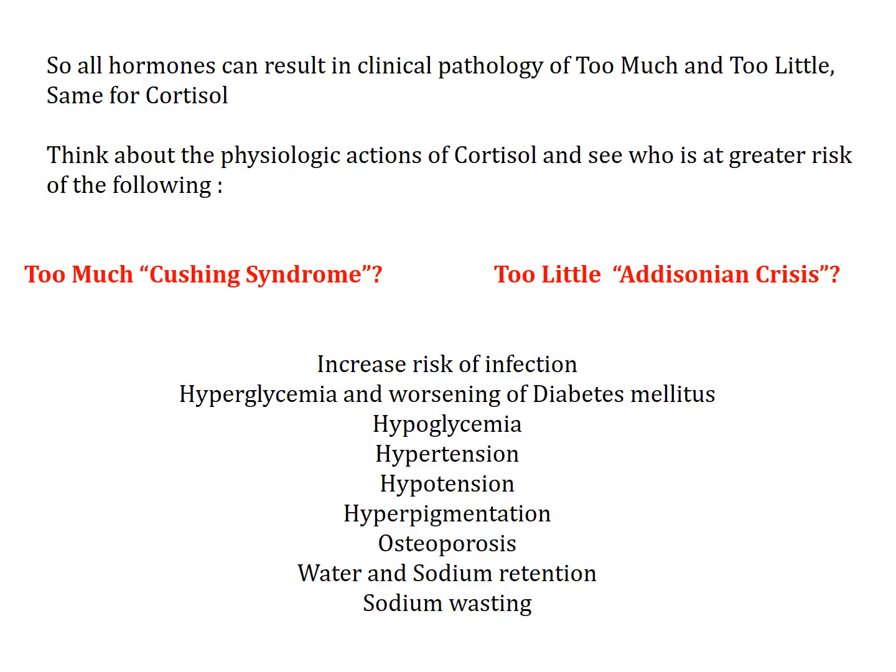Who has an increased risk of infection? Too much. Who has a risk of hyperglycemia and therefore worsening their diabetes? Too much. Remember, the glucocorticoid is pumping glucose out. Who therefore gets hypoglycemic? Addison's. Who's hypertensive? Cushing's, right? Because cortisol is acting with the sympathetic nervous system, fight or flight. Therefore, who's hypotensive? Addison's.